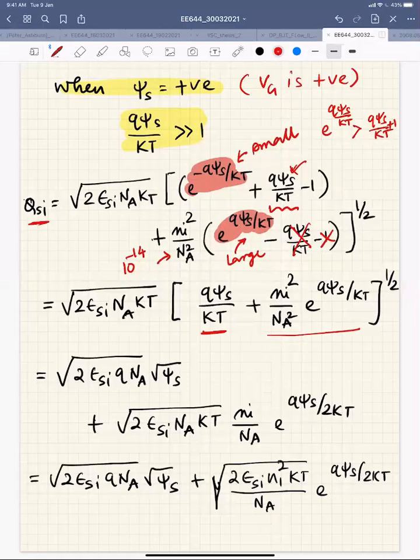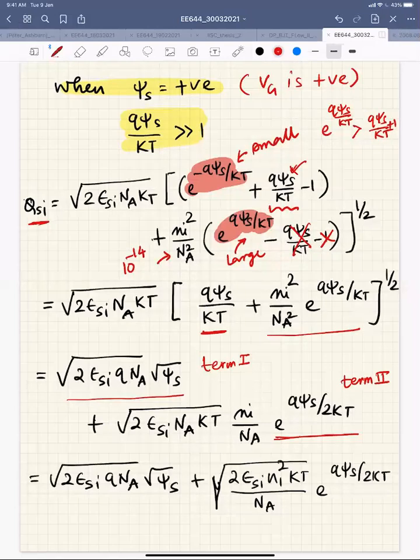And if you modify it a little bit, I'll have this first term. This is term 1, which is root over 2 epsilon q na into root over psi s, right? And if you look at the second term, this is an exponential term. So this is term 2. Term 2 has an exponential psi s dependence, and term 1 has a root over psi s dependence, right?